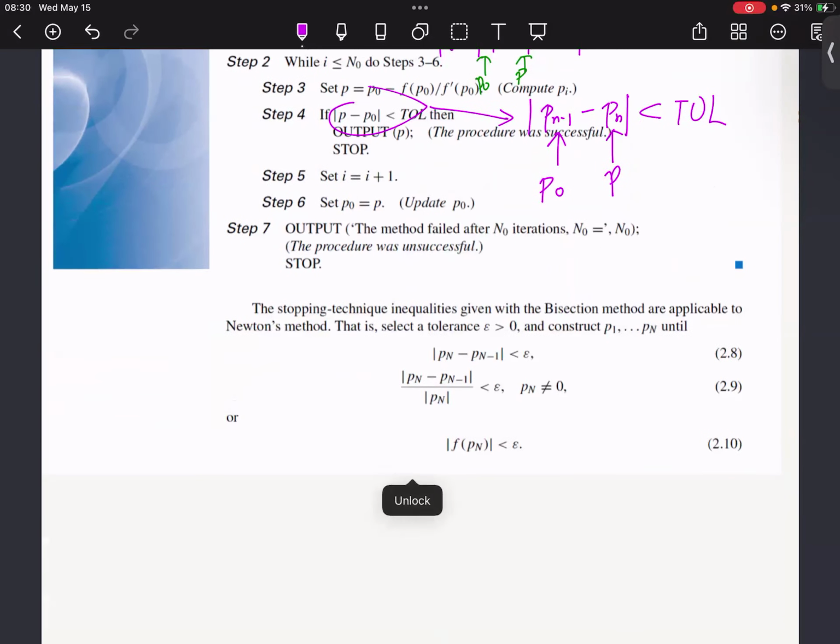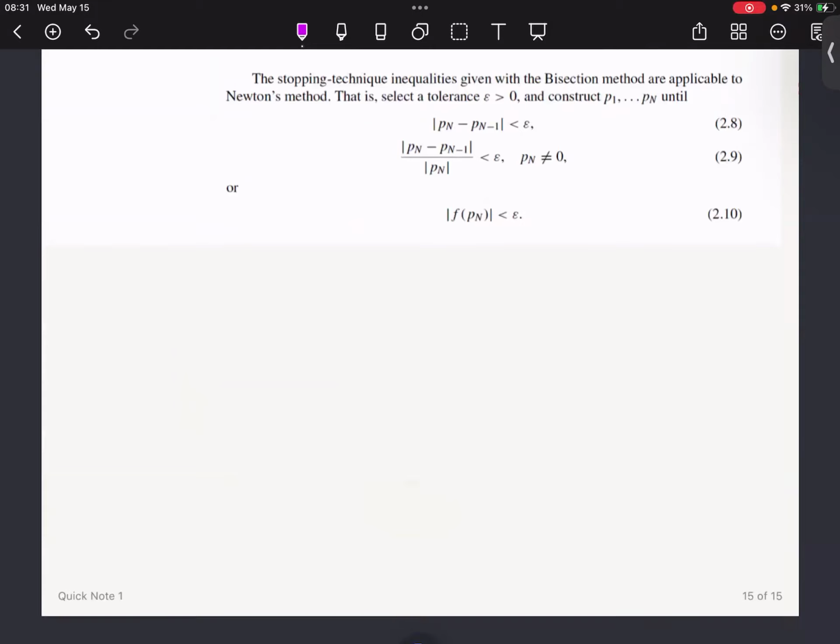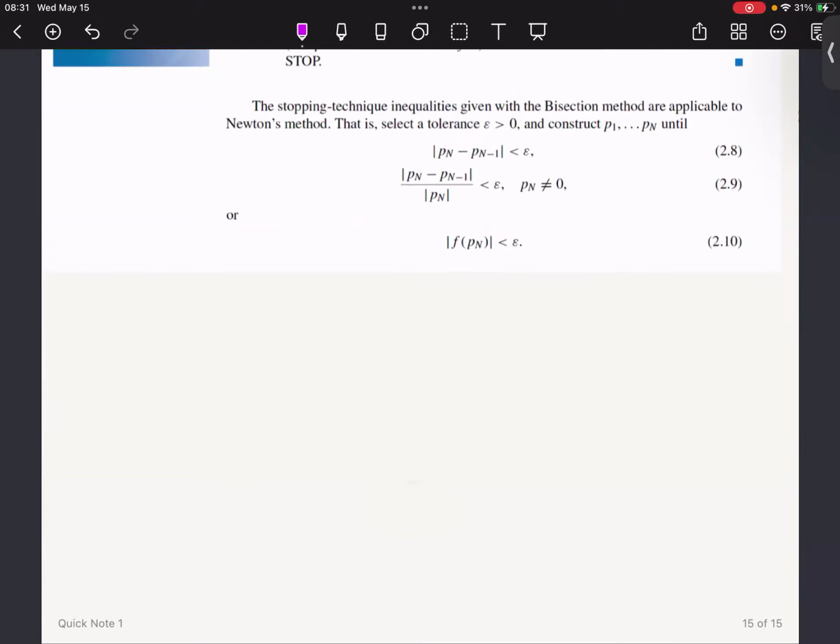And once again, we have some stopping criteria here. You can use the difference between two iteration numbers, or the relative error between the two iteration numbers, or you can evaluate the function f at Pn, and if this value is small enough, then we can stop the iteration. This is the stopping criterion. Let's see the next. I'm going to give you one example on this one.